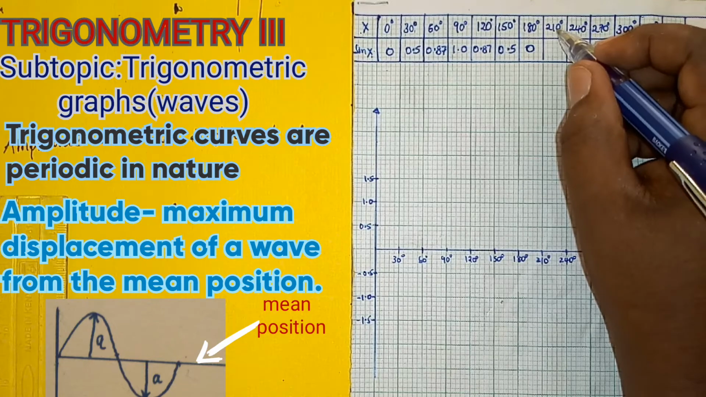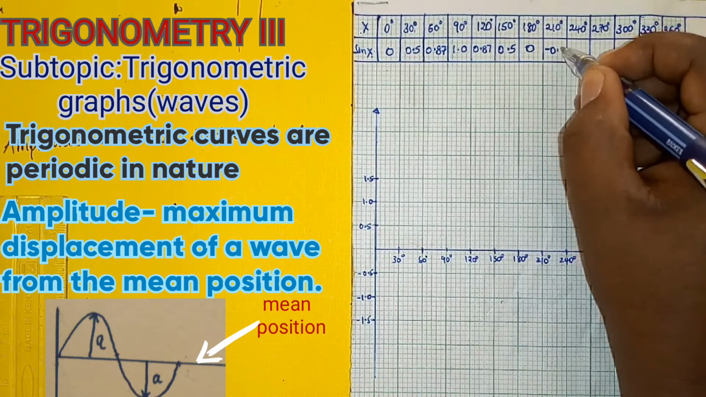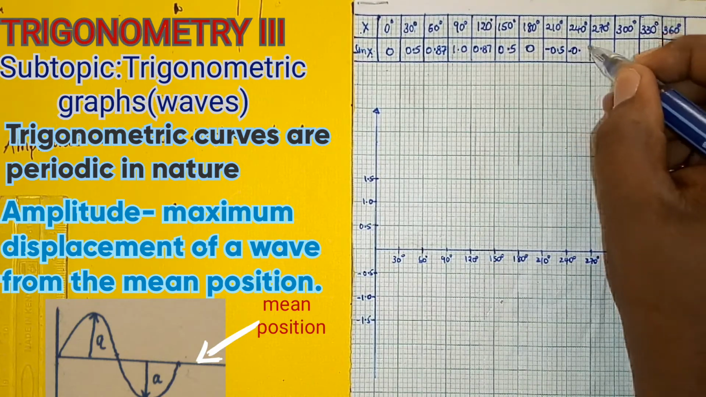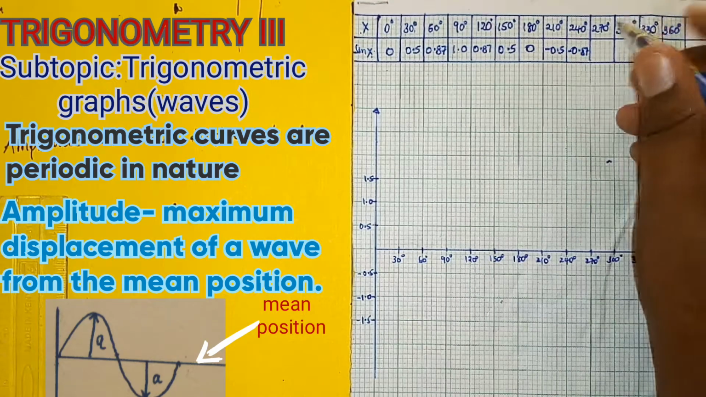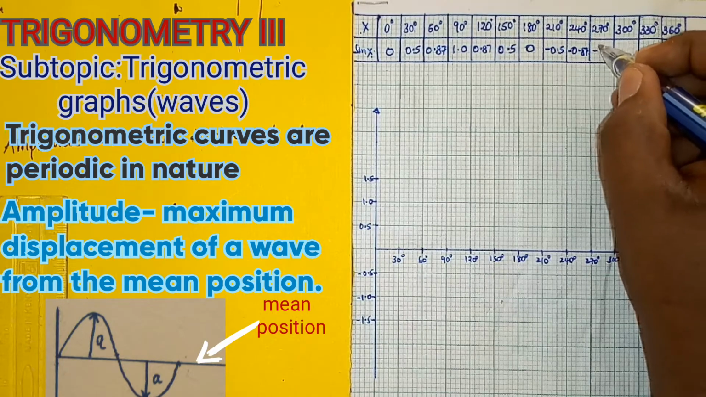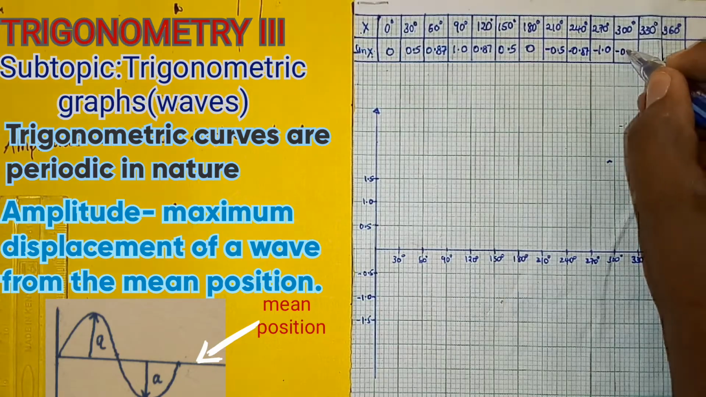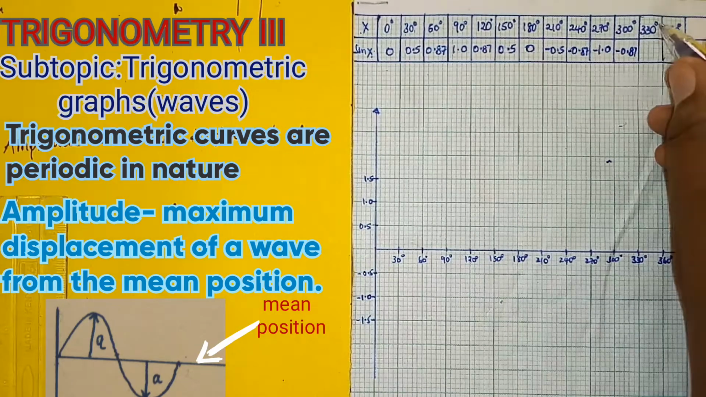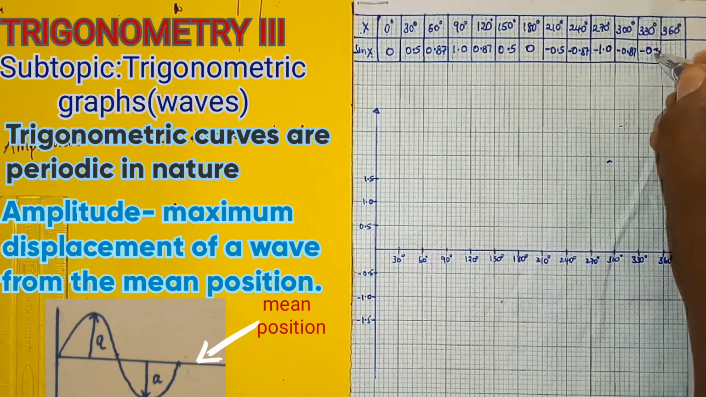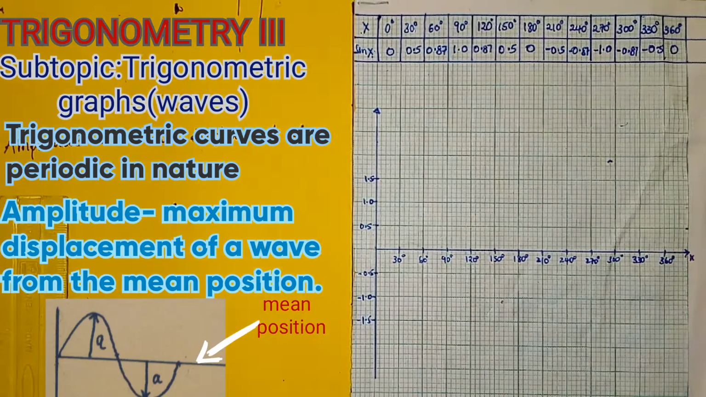Then we have sine 210 degrees, which will be negative 0.5. Sine 240 will be negative 0.87. Sine 270 will be negative 1. Sine 300 will be negative 0.87. Sine 330 will be negative 0.5. And finally, sine of 360 will be 0.